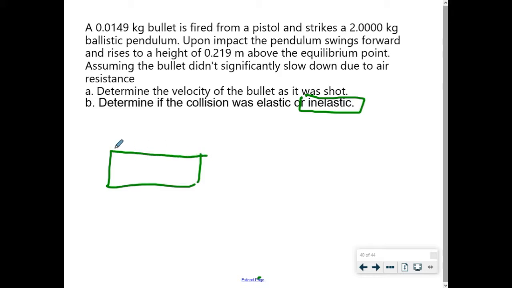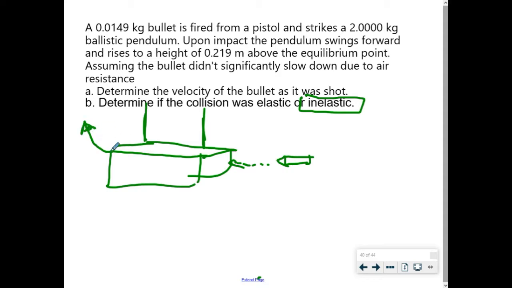Let me begin with a bit of a picture to help illustrate things. Here's a block, and we're going to suspend it from the roof. And we're going to have a bullet, this is a bullet here, embed itself inside the block. What's going to happen to the block? The block will eventually rise up and swing in an upwards direction.